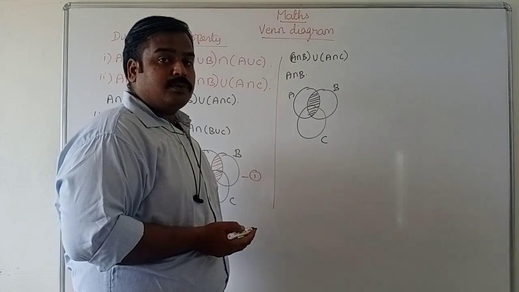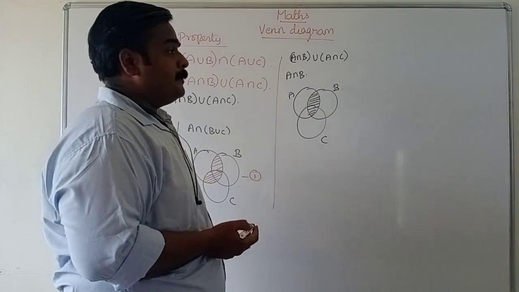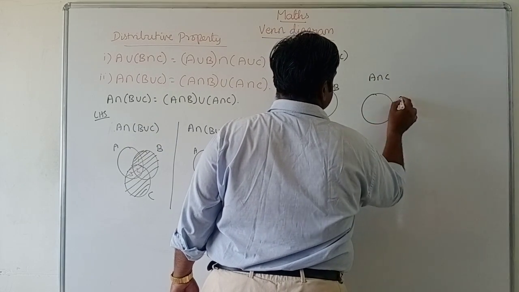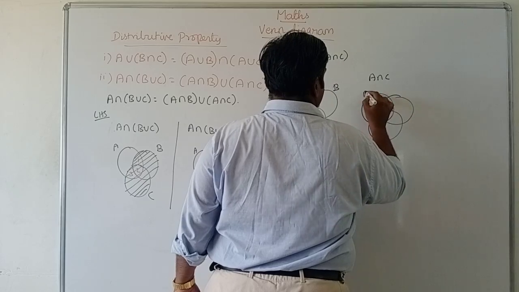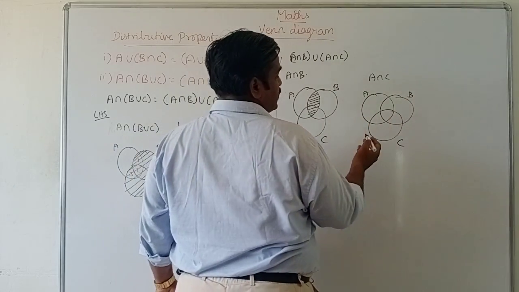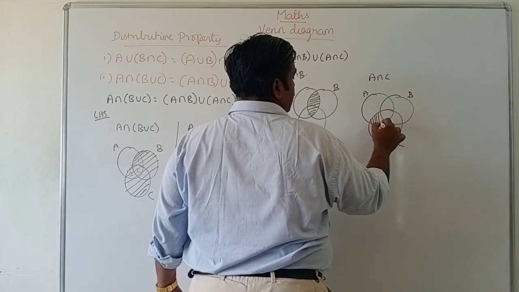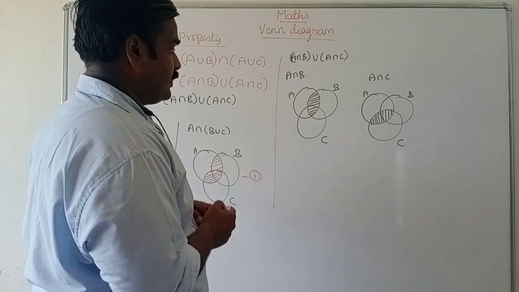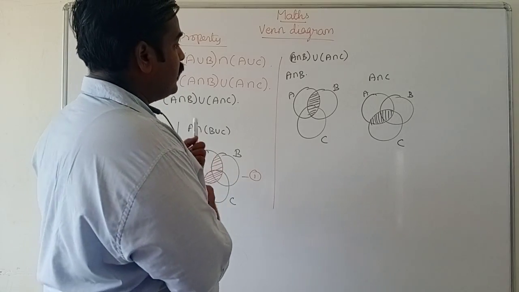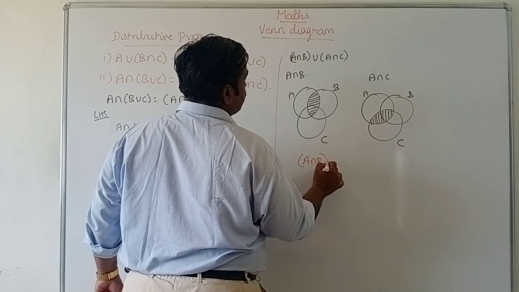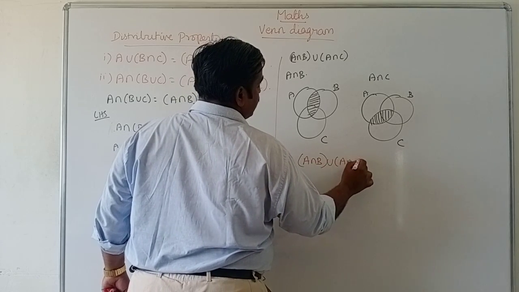The area common to A and B is these two parts. Similarly take A intersection C. One circle, two circle, three circle. One represents A, one represents B, one represents C. A intersection C. What is A intersection C? Common area between A and C. The area common to A and C is this part. What comes next? A intersection B union A intersection C.